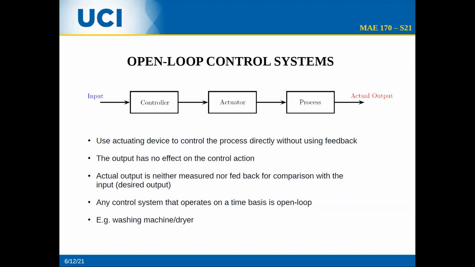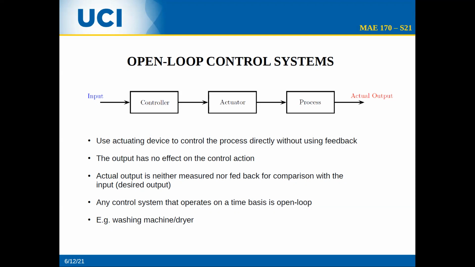You cannot measure the cleanliness of the clothes, that is the actual output, and only at the end of the process of washing the clothes can you verify whether the clothes are actually clean or not. So open loop control systems are used when the output cannot be measured, or is very difficult to measure, or in order to measure the output, you would have to create a system that is very complicated or very costly. So it's not worth it.